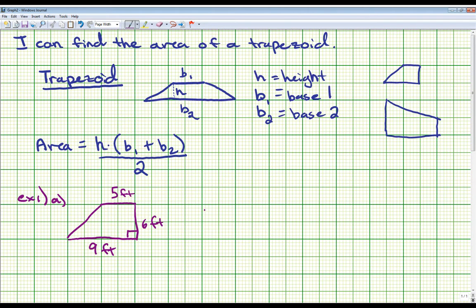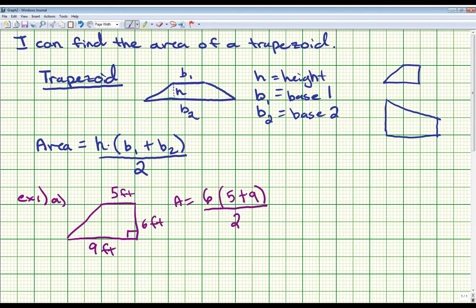And 9 is our other base. So our height is 6. We're going to multiply the 6 by our 2 bases added together, and then we have to divide all of that by 2, or cut it in half. So that's what the area stands for.